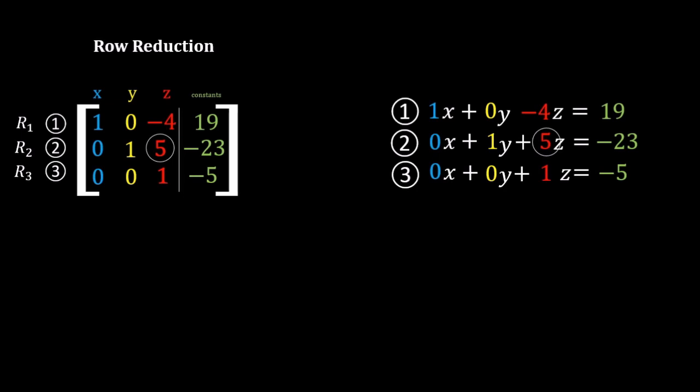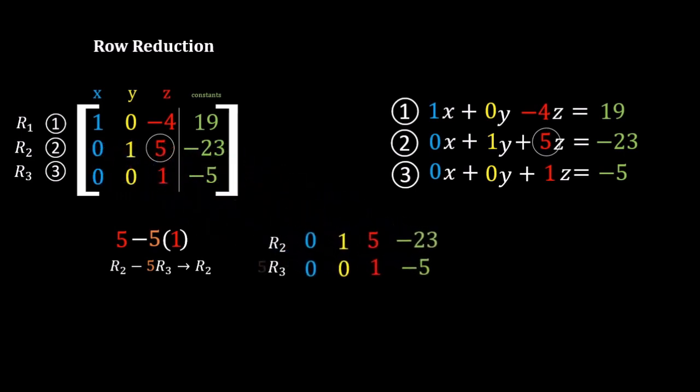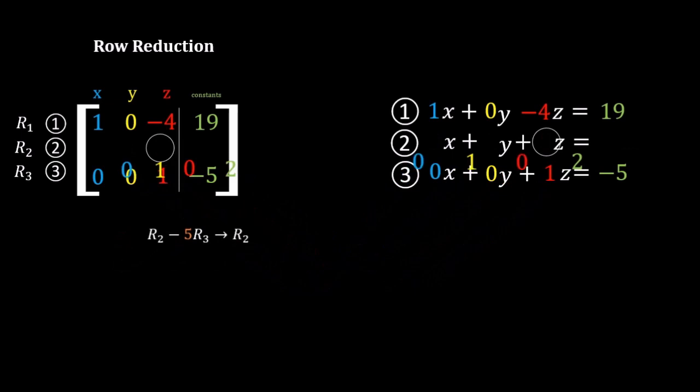In row 2, column 3, we need a 0. We can get a 0 by taking 5 minus 5 times 1, with 5 being from row 2 and 1 being from row 3. Multiplying row 3 by 5, then subtracting gets us the row 0, 1, 0, 2, which we'll place in row 2.